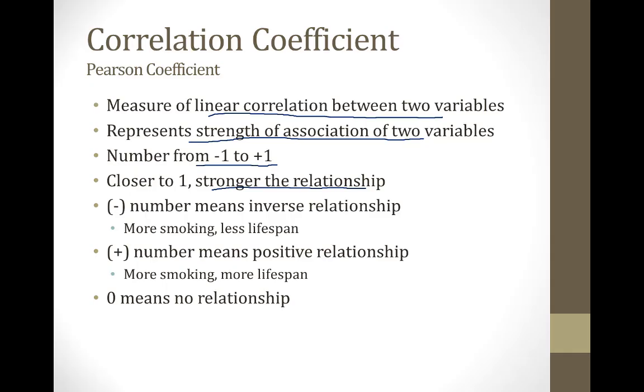If the correlation coefficient is negative, it means there's an inverse relationship. For example, it would mean more smoking leads to less lifespan. If the correlation coefficient is a positive number, it means there's a positive relationship, so that more smoking means you live longer, which we know is not the case in reality. If the correlation coefficient is 0, it means there's no relationship. And the closer the number is to 0, the weaker the relationship between the variables.